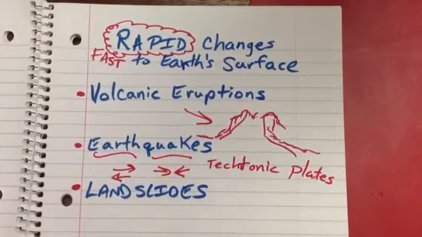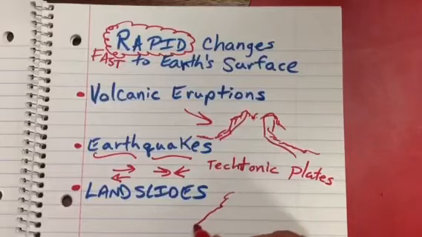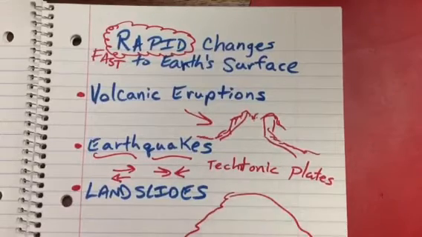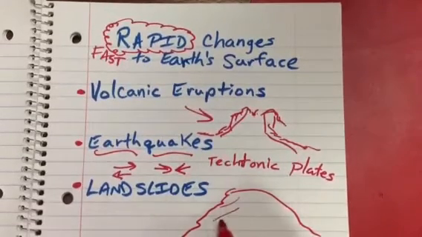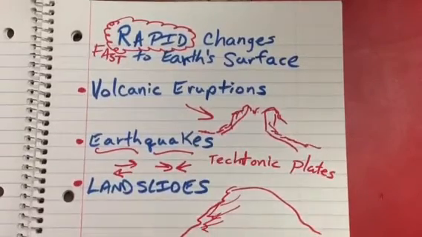And landslides. Sometimes landslides happen after a lot of rain, and all the soil on the side of a hill can no longer stay on the side of the hill, so it will all of a sudden start to slide down. It forms a fast change to the earth's surface.